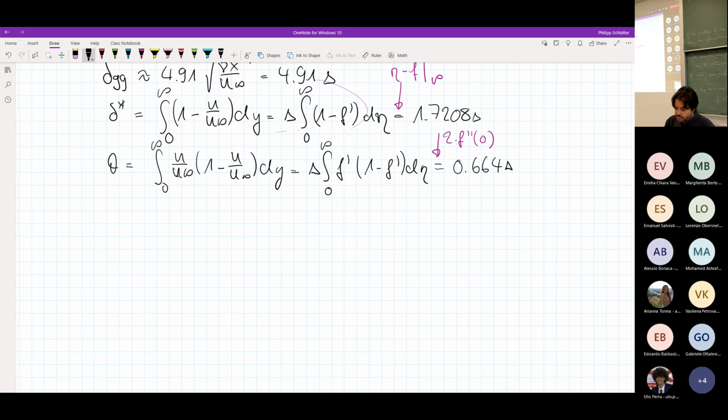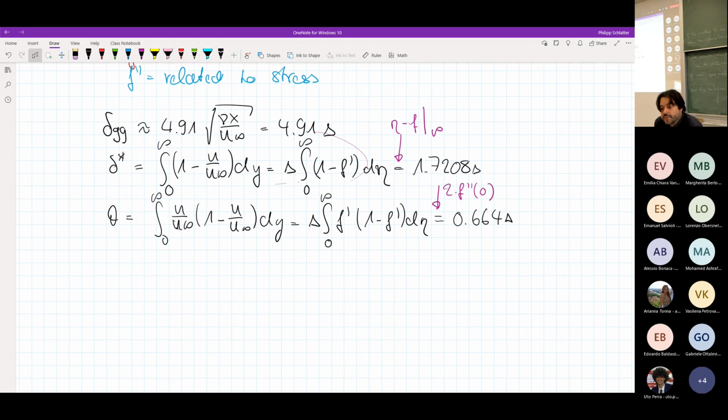Okay, so we now have ways of evaluating the thicknesses for our Blasius profile. Now, of course, that also means I can evaluate the shape factor. So this ratio of delta star divided by theta is, of course, just this number divided by that number. And that becomes 2.59. I can also evaluate a different type of shape factor. I can divide delta 99 by delta star, so essentially 4.9 divided by 1.7, and this gives me a value of 2.85.